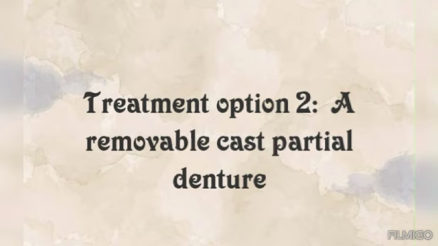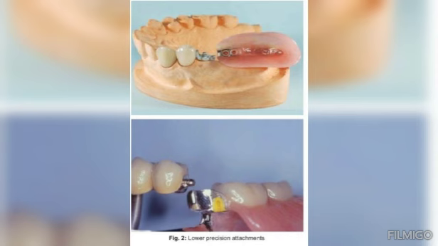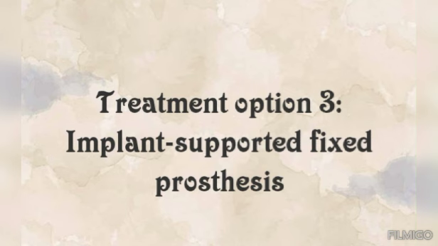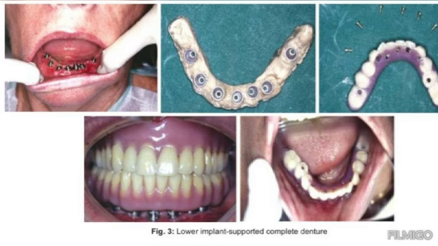And the second option for distal extension cases is a removable cast partial denture. This is the second case. This image shows a lower precision attachment. And option 3 is implant supported fixed prosthesis. So these are the 3 options for distal extension cases. This picture shows a lower implant supported complete denture. So these are the 3 options for treatment planning for the distal extension partially edentulous mandibular arch. This is all about combination syndrome.